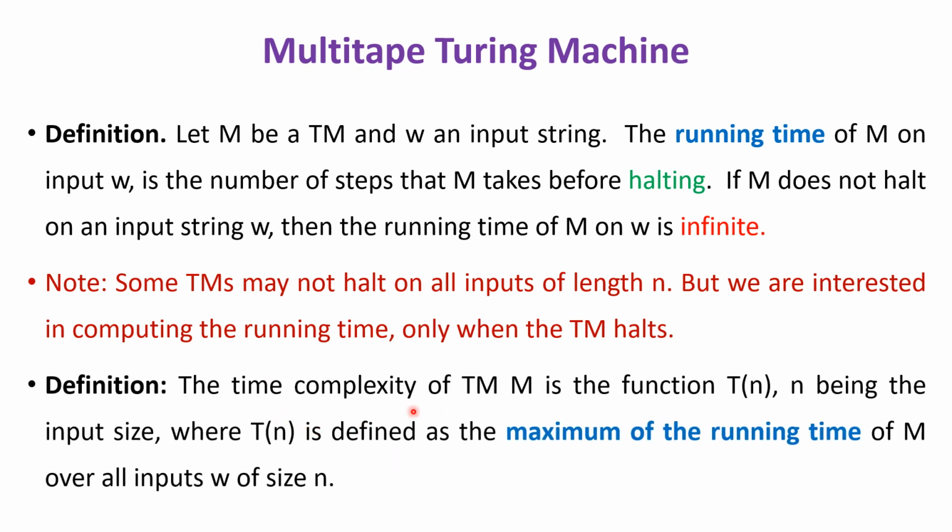So the time complexity of a Turing machine M is the function T of n, n being the input size, where T of n is defined as the maximum of the running time of M over all inputs W of size n.